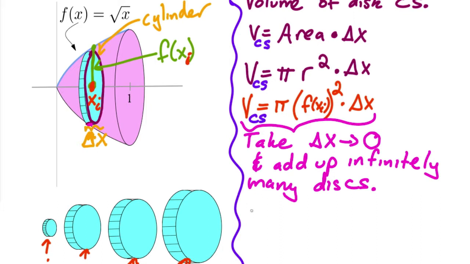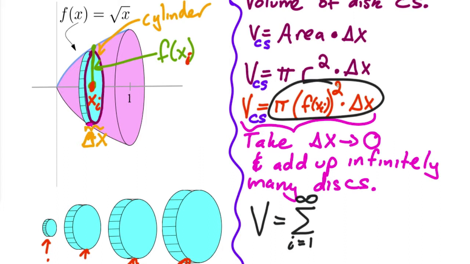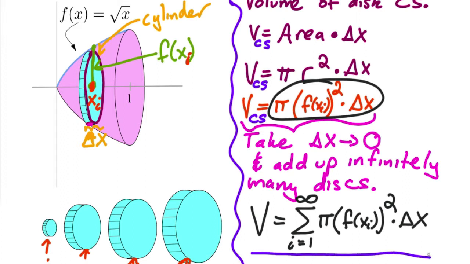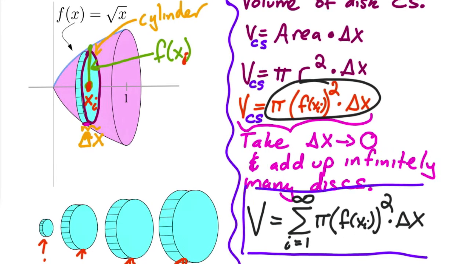So the exact volume is equal to the sum from 1 to infinity of the volume of the disks, right? So this is pi times f of x sub i squared times delta x. Well, what does this look like? This is exactly the formula for the Riemann sum.